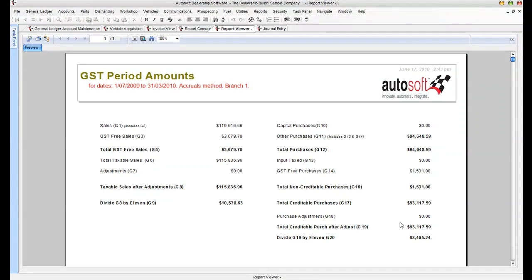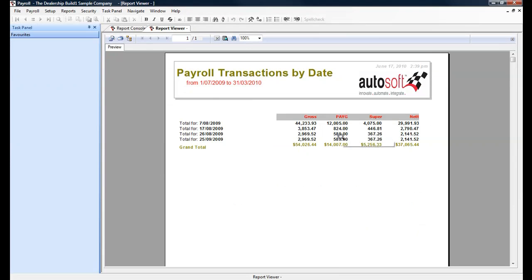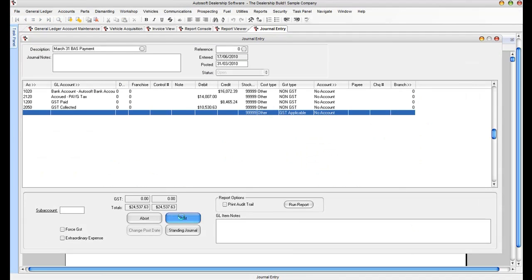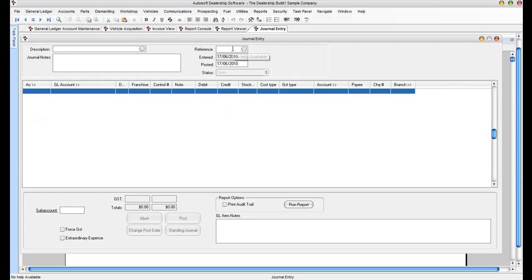As we can see there. And also finally, the amount for PAYG should correspond to the payroll report as well. We can then process that journal entry. What will happen now is we should have the amount sitting in the bank.